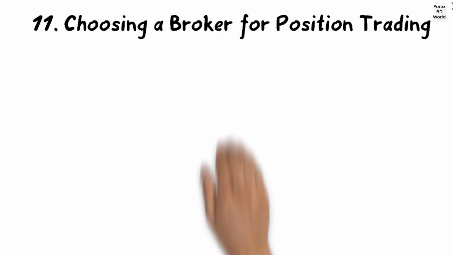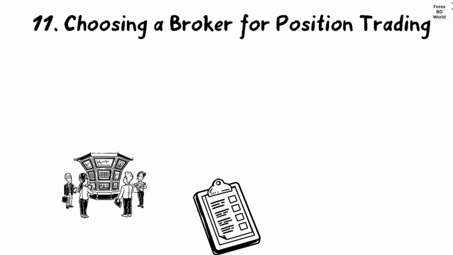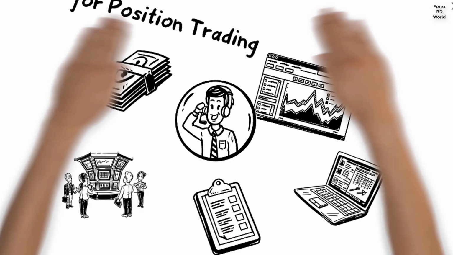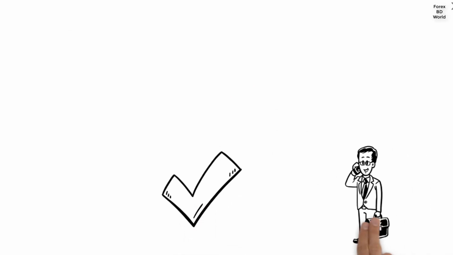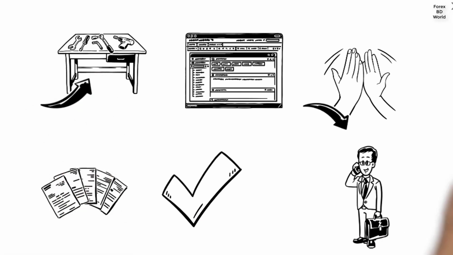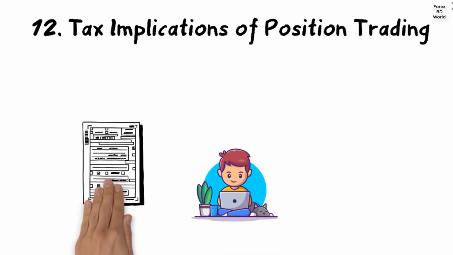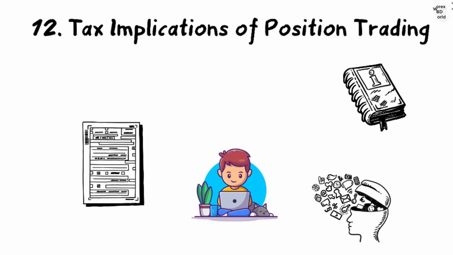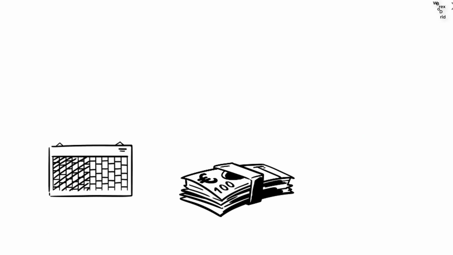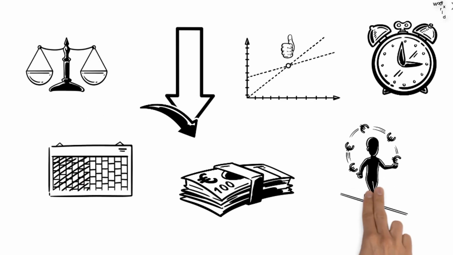11. Choosing a broker for position trading. When choosing a broker for position trading, you should consider the broker's fees, trading platform, research tools, and customer support. It is essential to select a broker that offers low fees and a user-friendly platform with advanced research tools. 12. Tax implications of position trading. Position trading has tax implications, and you should be aware of the tax rules before you start trading. Long-term capital gains are taxed at a lower rate than short-term gains, and you can also offset capital gains with capital losses.